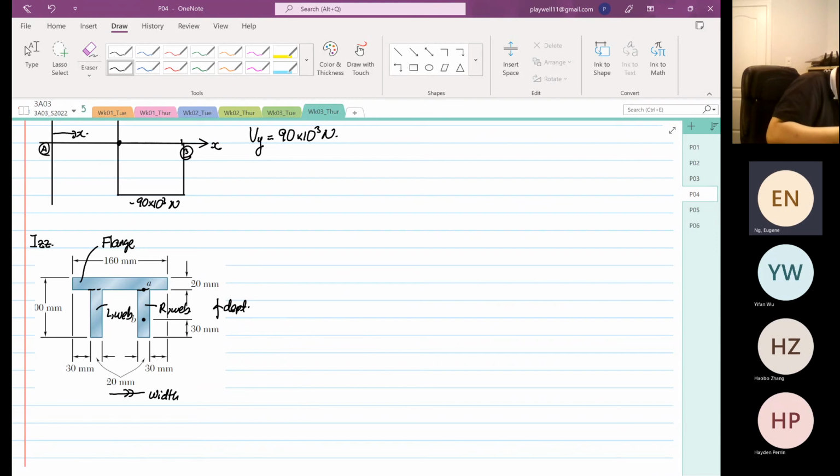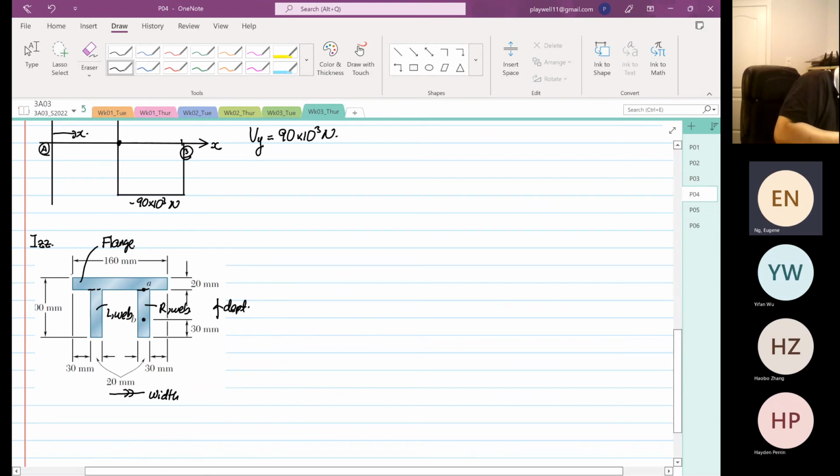So I'm going to take my reference datum from the top. So we're going to go to section. I'm determining the centroid now. So we have our flange, and we have our left web, and we have our right web.